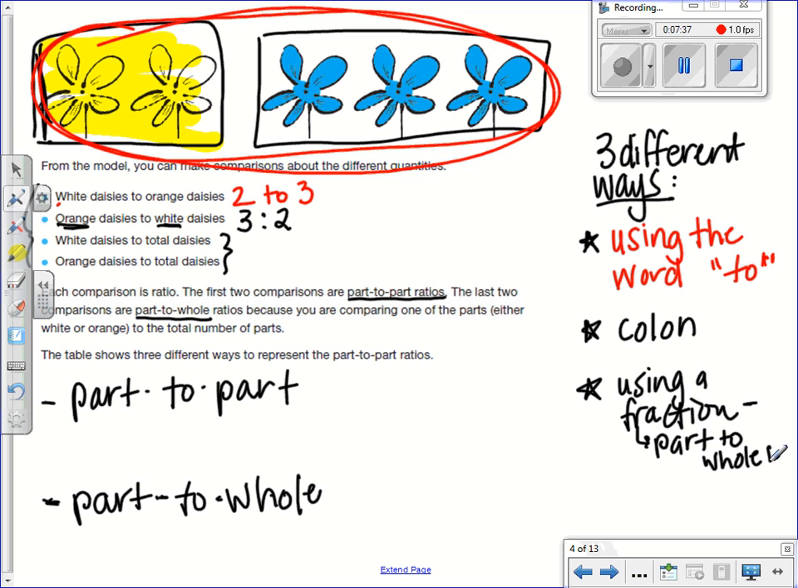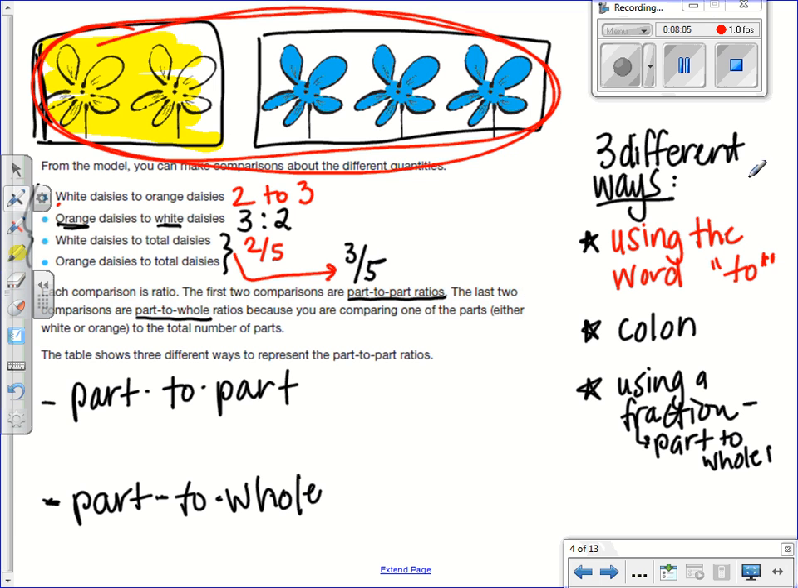So for this one, we have white daisies to the total number of daisies. So white would be 2 out of the whole number, which is 5. We have 5 daisies total. So part of it was 2 out of 5 total. And the other one, orange, I'm going to kind of draw arrows. It's kind of getting crowded. We have part, which is orange, 3 out of the total, which is 5.